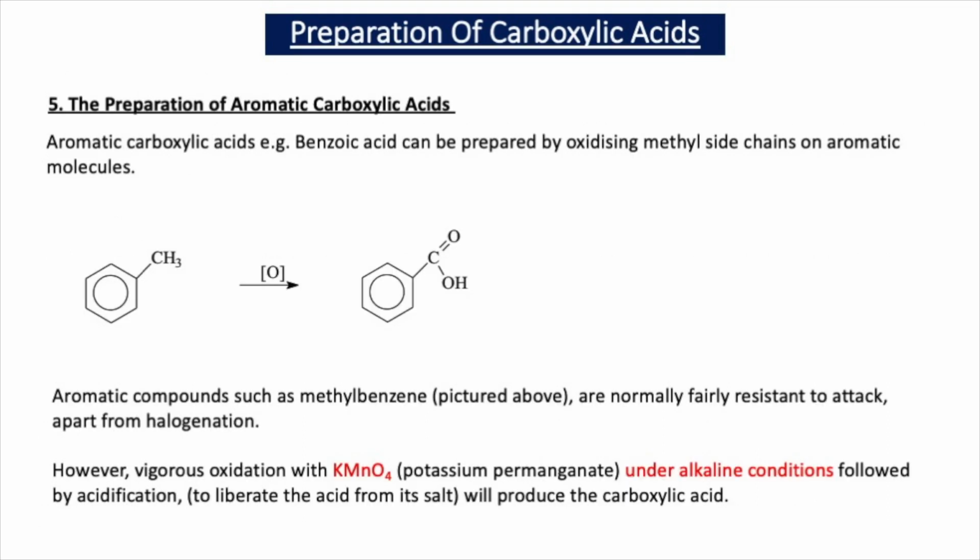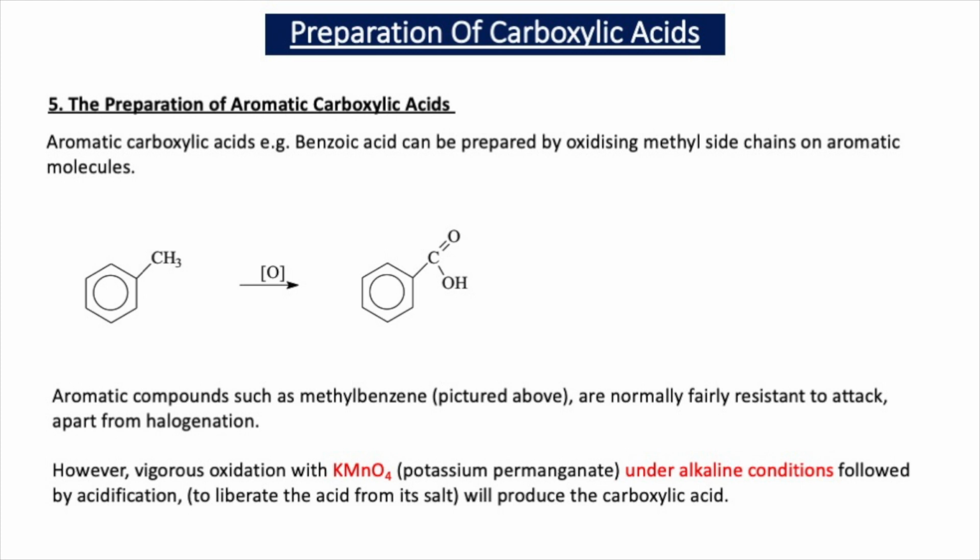Now, the last way of making a carboxylic acid that we're going to discuss in this video is the preparation of aromatic carboxylic acids. Aromatic carboxylic acids, for example benzoic acid, can be prepared by oxidizing methyl side chains on aromatic molecules. So if I had a benzene ring with a CH3 attached, I can convert this to a carboxylic acid in an oxidation reaction.